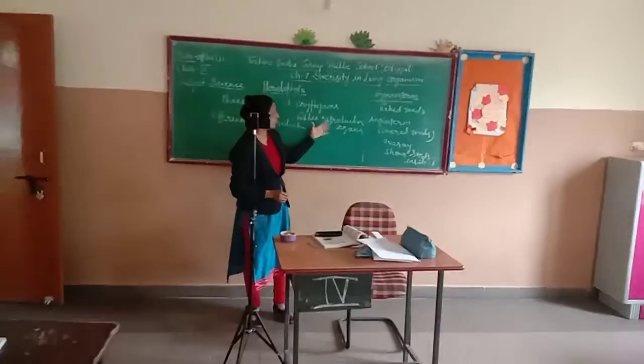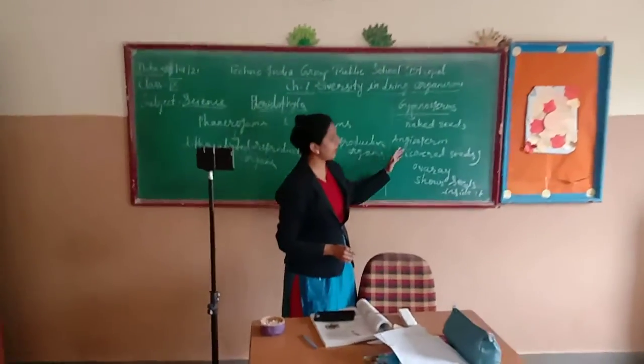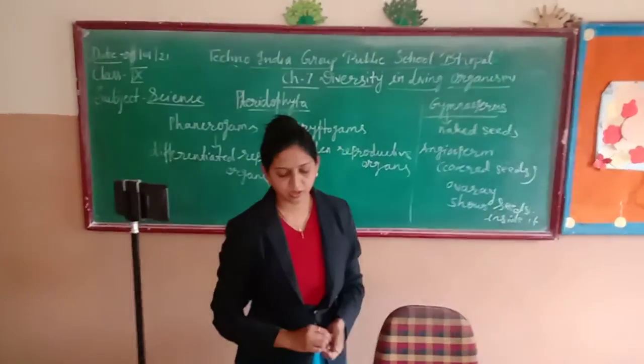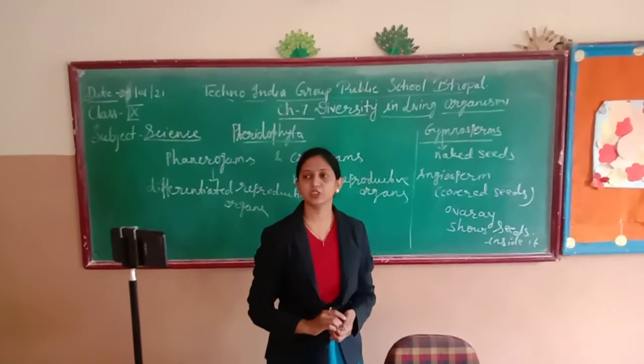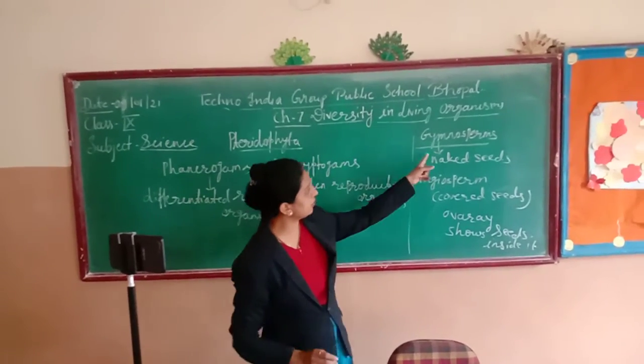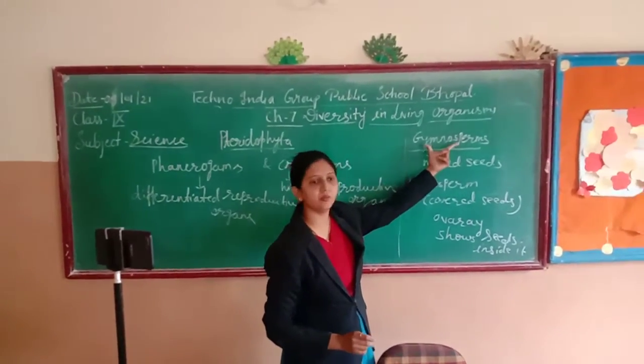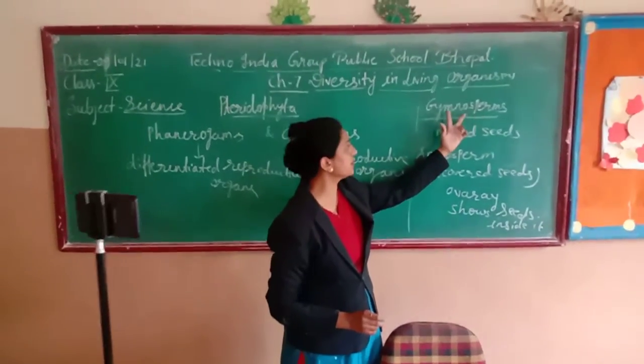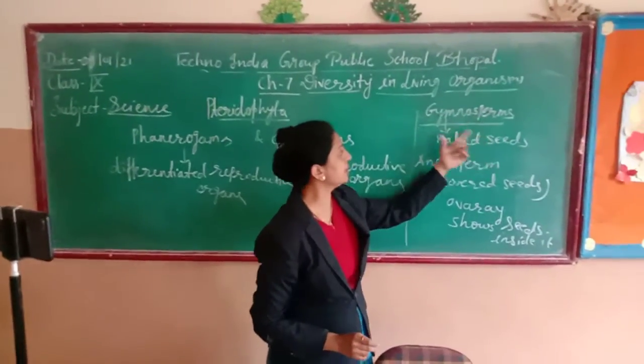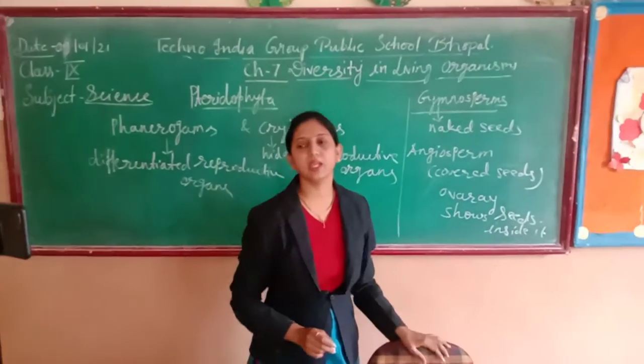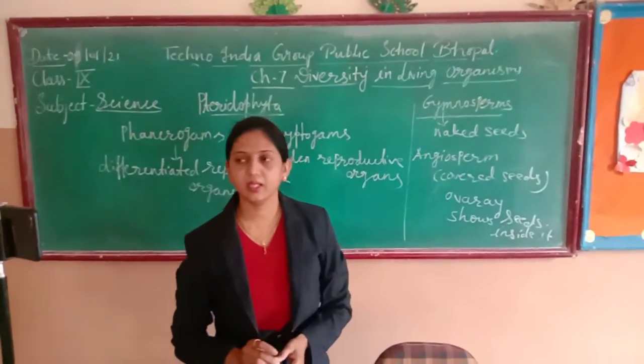Another thing is the gymnosperm and angiosperm. There are two types of seeds, that is the gymnosperm and angiosperm. The word gymnosperm is split into two parts, that is gymno and sperms. So gymno means naked seeds. We can see those seeds with the naked eyes.